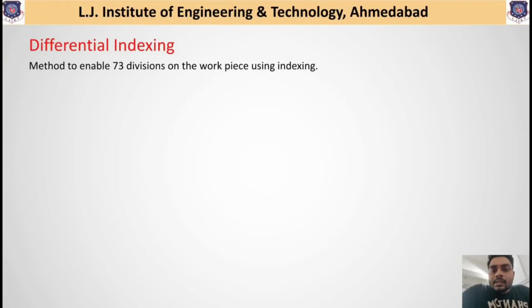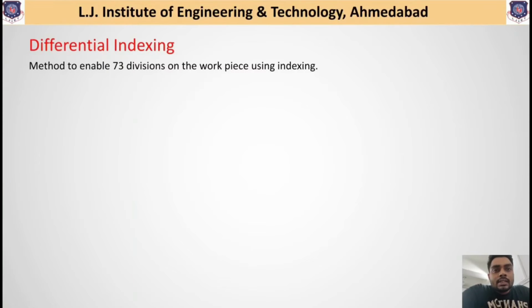Our third method is compound indexing. As you recall, in this method the first step is to divide the number into its factors. That means compound indexing is useful when the given number can be divided into certain factors.